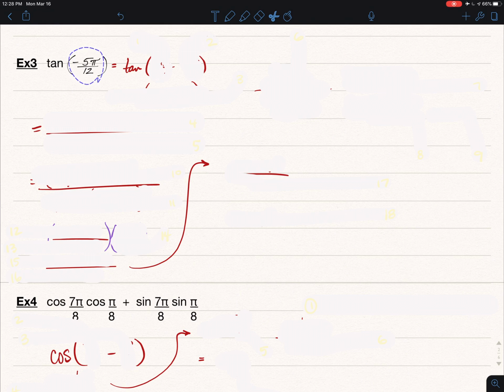If you want the negative, just put the smaller one first. So we would put 3 pi over 12 minus 8 pi over 12. Another option would be 4 pi over 12 minus 9 pi over 12, because 4 minus 9 gives you that negative 5. So those are all some options. The one that I've chosen is the 3 pi over 12 minus the 8 pi over 12.